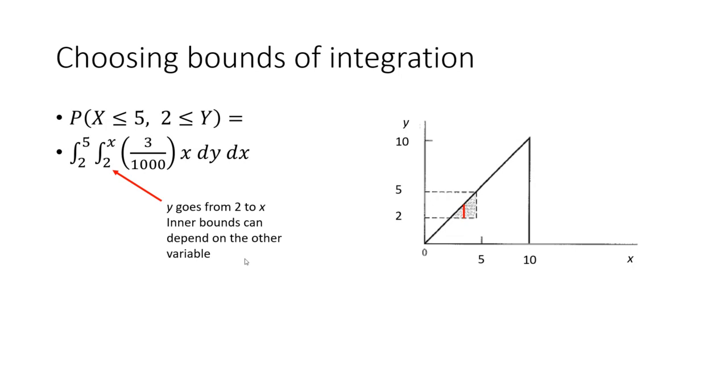An important point here is that y is going from 2 up to x. The inner bounds of integration can depend on the other variable, the one that's not the one in the differential for that integral. But the outer bounds of integration need to be constants. So the outer bounds can't depend on either variable.